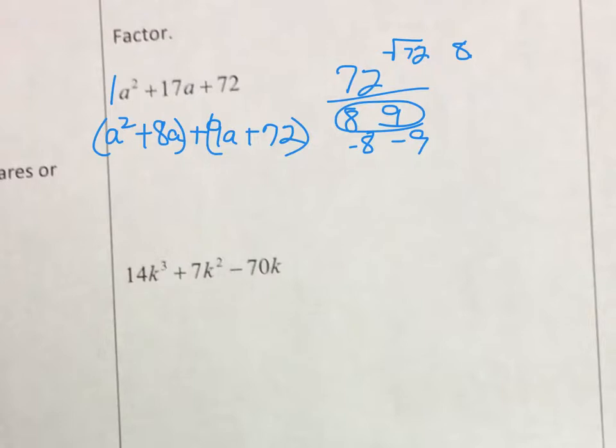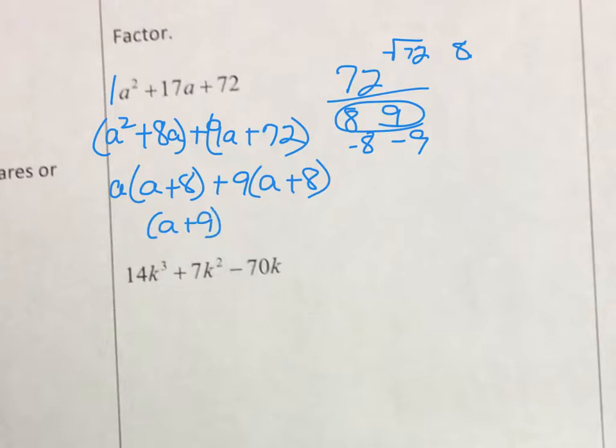Out of those first two terms, a squared and 8a, Aaron and Shirley, what do you want me to factor out? What's it leave me with? There you go. And what do you want me to take out of 9a and 72? A 9. That leaves me with another a plus 8. What's my answer? Yep. Or a plus 8, a plus 9, either one. How many of those you want on your test? I'm feeling pretty good about that one.